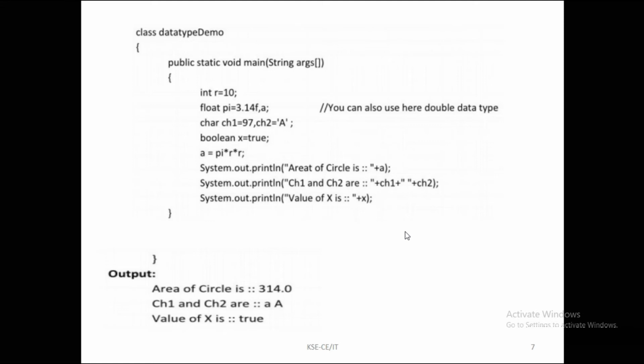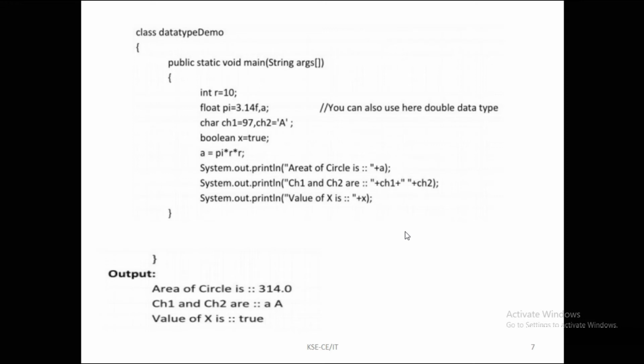Then public static void main(String[] args). In the brackets, int r = 10. It means we store the value 10 in r, whose data type is integer. The next thing is float pi = 3.14f, comma a. So 3.14 will be stored in pi, whose data type is float, and one other variable is there, that is a.